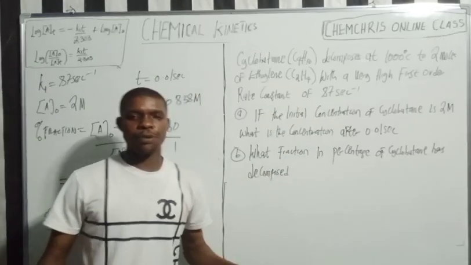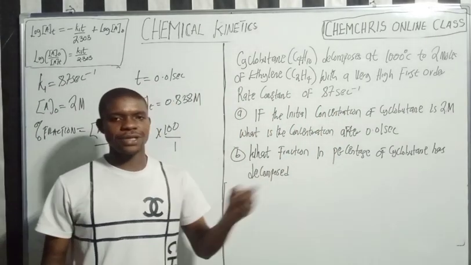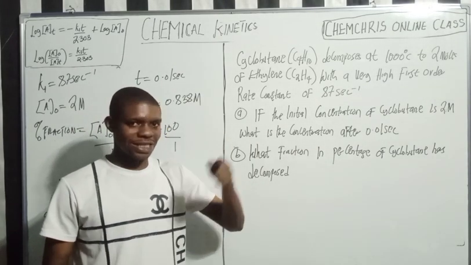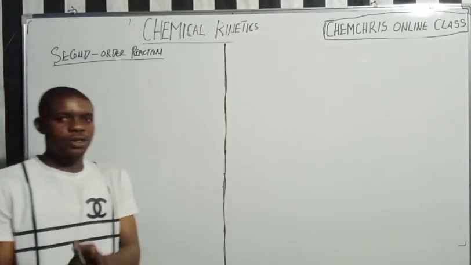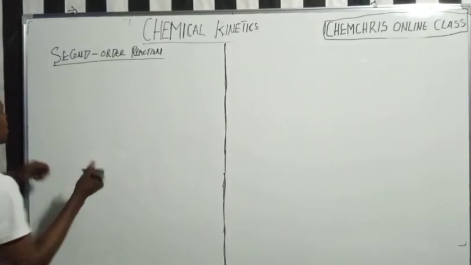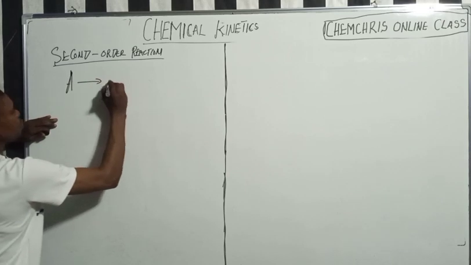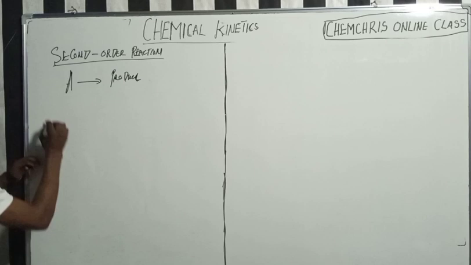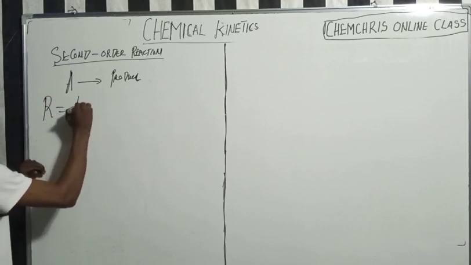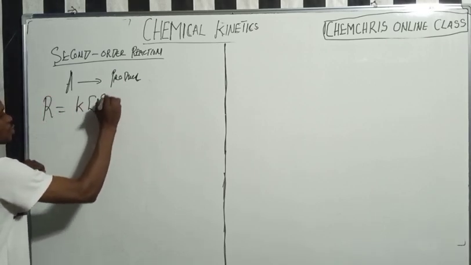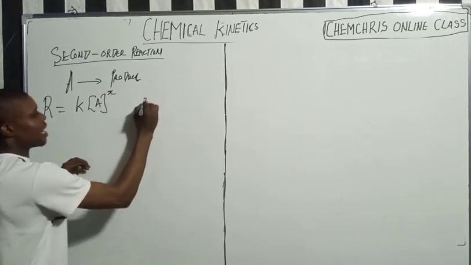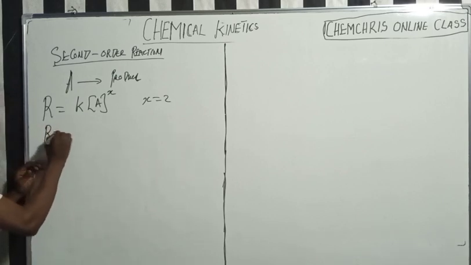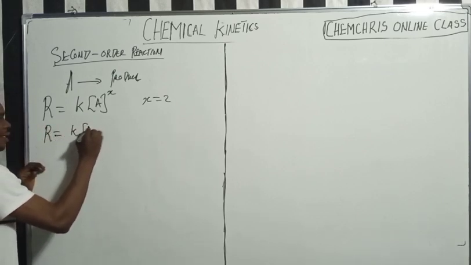So we have solved a lot of problems when it comes to first order reaction. So let's look at second order reaction. So A moves to the product. Now rate is equal to K A raised to x. So x is going to be 2 because we talk about second order reaction, right? So it's going to be rate equals K A raised to 2.